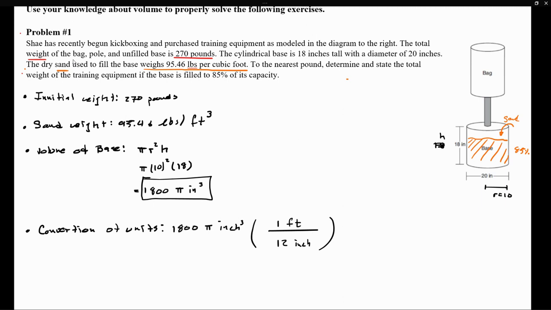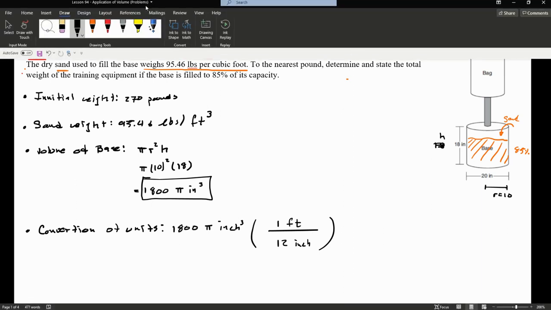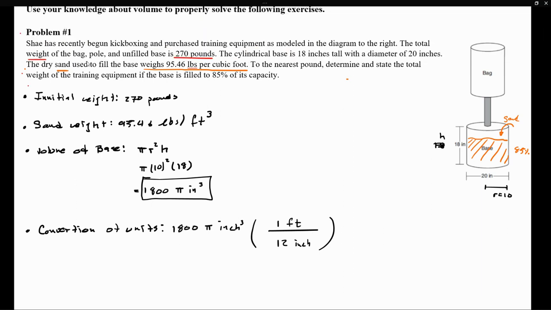But notice that what I want to do now here, I just don't want inches. I want to have inches cubed because I need to make sure that the unit on the top matches up with the unit on the bottom so they cancel out. So what I'm going to do here, since I know that this proportion is true, 1 foot is equivalent to 12 inches. So therefore, 1 to the third feet cubed is equivalent to 12 to the third inches cubed.